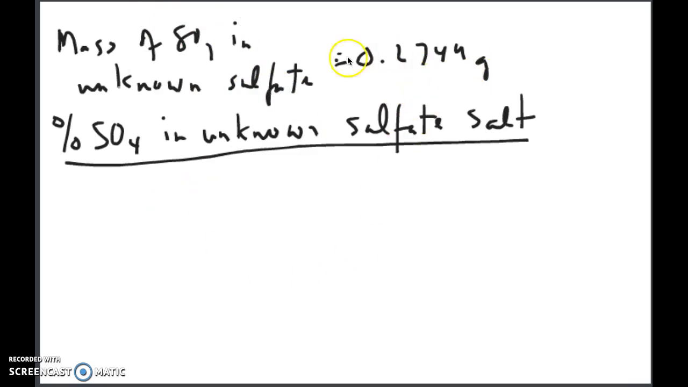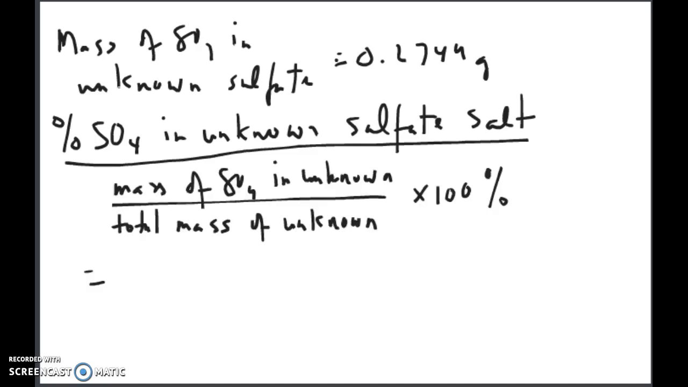Okay, now how do we use this information to figure out what our unknown sulfate is? Well, we can use another definition of percent composition in this case. If you remember back the concept of percent composition, there are two definitions that we can use. One was the one that we used in the previous slide, which is using molar masses. But another way to get percent composition is to use actual masses.